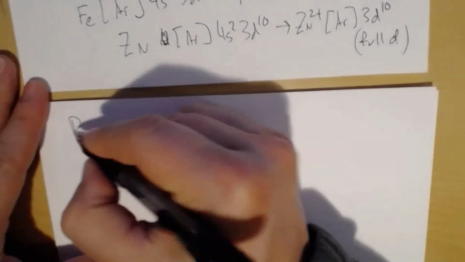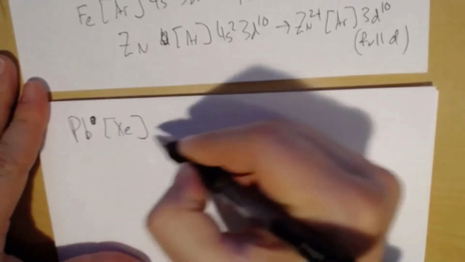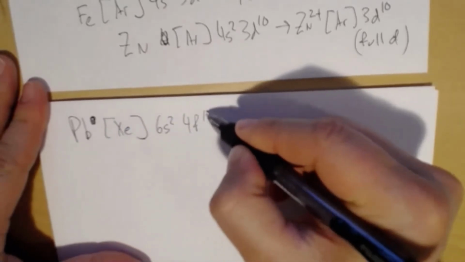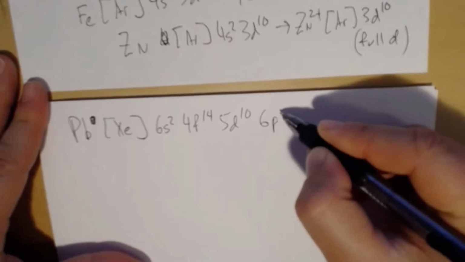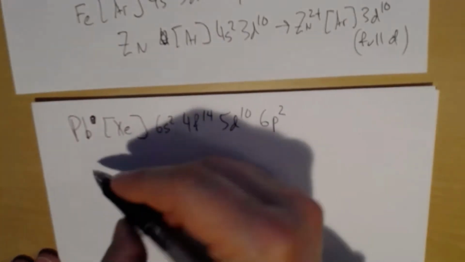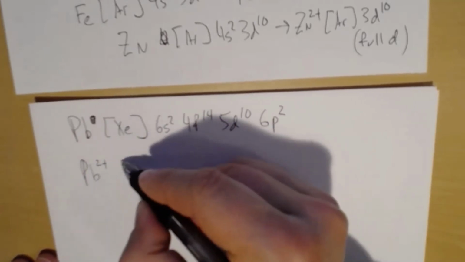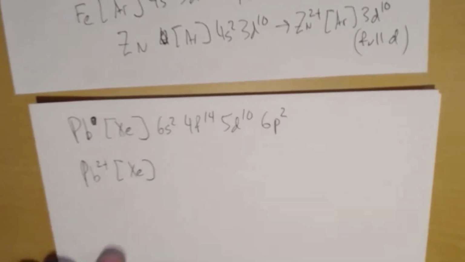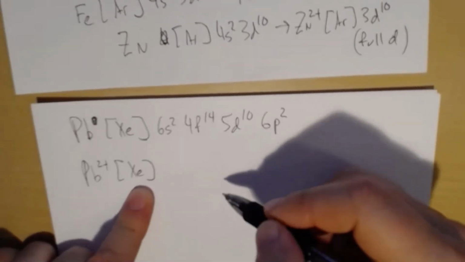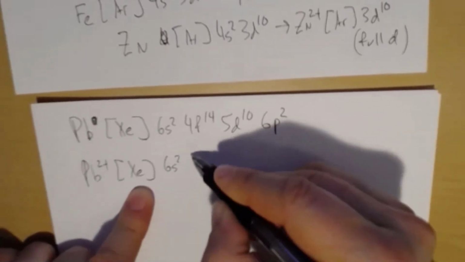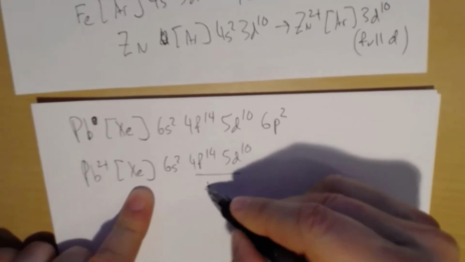What about lead? I was mentioning lead earlier. Let's just do lead first. Lead is xenon 6s2 4f14 5d10 6p2. Lead basically has two situations. There's lead 2+, which would be what? I'm not going to touch the noble gas. What would I get rid of? The 6p2. So I'd have 6s2, 4f14, 5d10. Basically, these ones join the core.